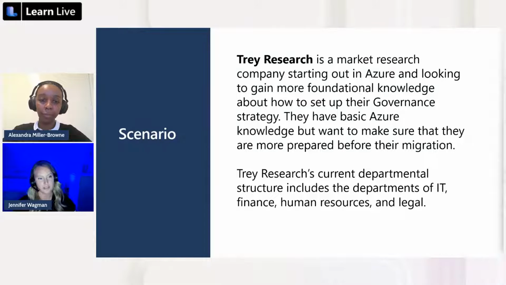So just a little bit more context here. We have Trey Research's current department structure includes a few departments, and you'll see where these fall into the organization of the environment later. But those departments are IT, finance, human resources, and legal. So just keeping it really simple here with this scenario.